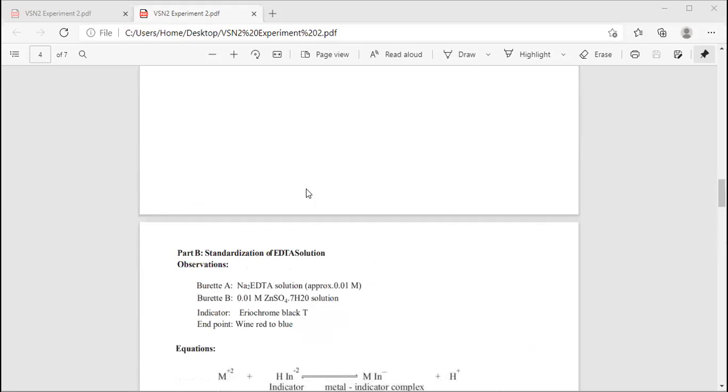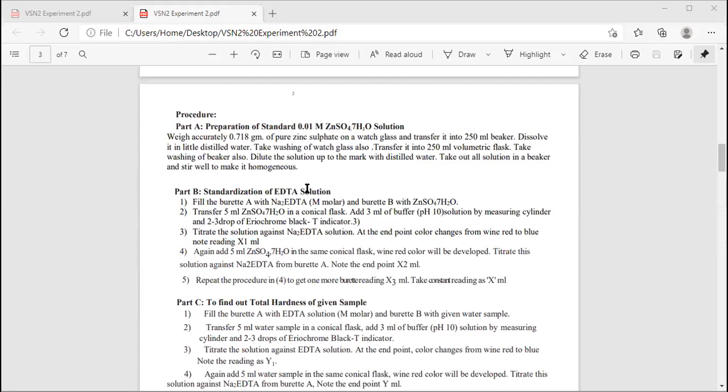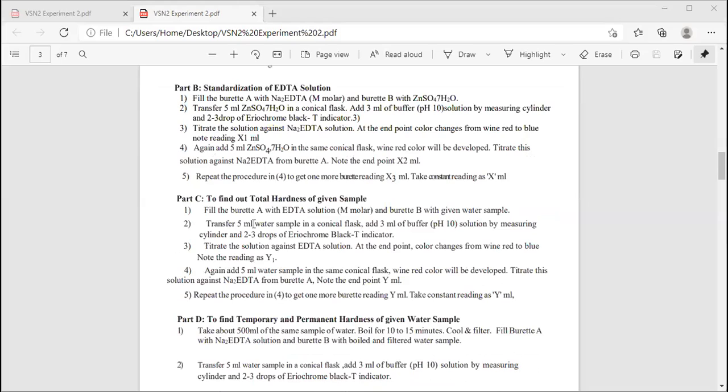Now, preparation of zinc sulfate was the first part, standardization was the second part. Now the third part, we have to find out total hardness. Please excuse me, I'll drink water and I'll talk to you. So the first part was preparation of zinc sulfate, the second part was standardization, and the third part we'll find out the total hardness of the water sample.